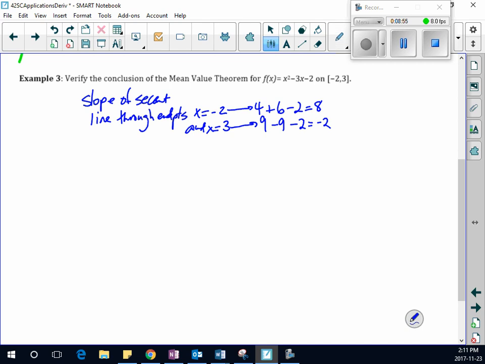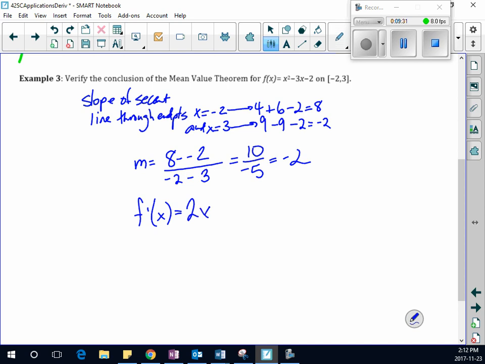So now we're going to find m. Remember m is y2 minus y1 over x2 minus x1. So 8 subtract -2 over -2 subtract 3. So I get 10 over -5, which gives me -2. So now I need to find the derivative. Okay, f prime of x is easy now, right? 2x minus 3.